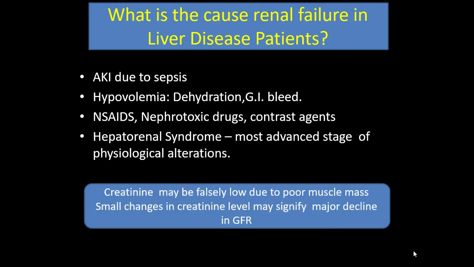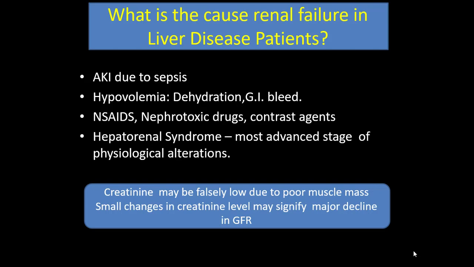Now creatinine can be falsely low in these patients, which is actually not mentioned here, because of two things. One is the poor muscle mass. Another thing is that a high bilirubin level interferes with creatinine estimation in the labs. You can go and ask your biochemistry friends, they'll verify this. So if your bilirubin is high, your creatinine levels are not accurate.